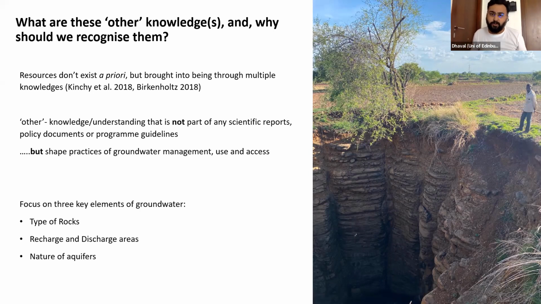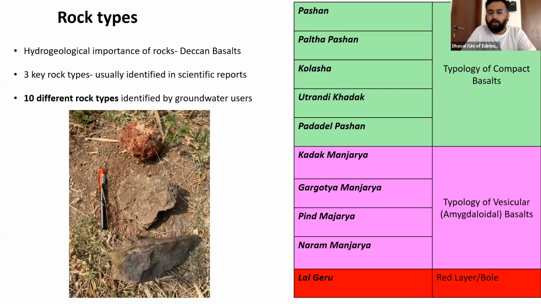I present this work as a part of my fieldwork for my PhD, where I have used a mixed method approach, predominantly a qualitative approach of talking to people, semi-structured interviews, oral histories, but at the same time borrowing from the hydrogeological discipline of doing transect walks, walking along the watershed or the catchment. For the sake of this presentation, I will be focusing on 3 elements of groundwater: the type of rocks, recharge and discharge areas, and the nature of aquifers. Next, rocks are very important as something that should be known if we are trying to talk about groundwater.